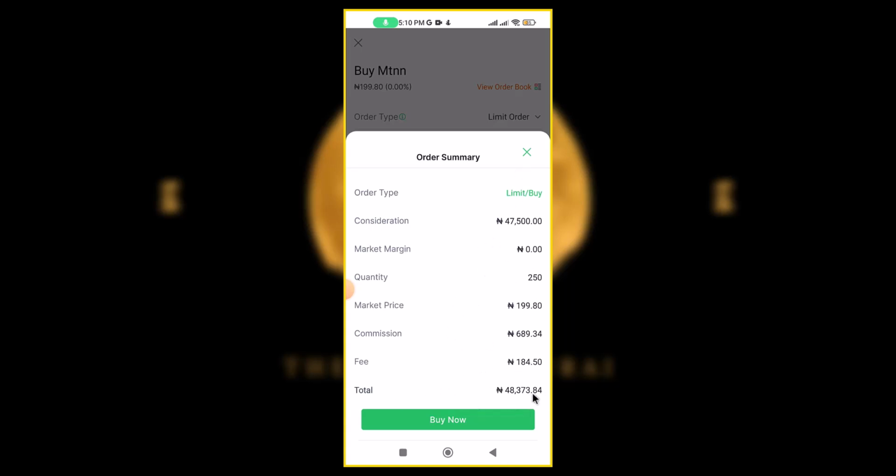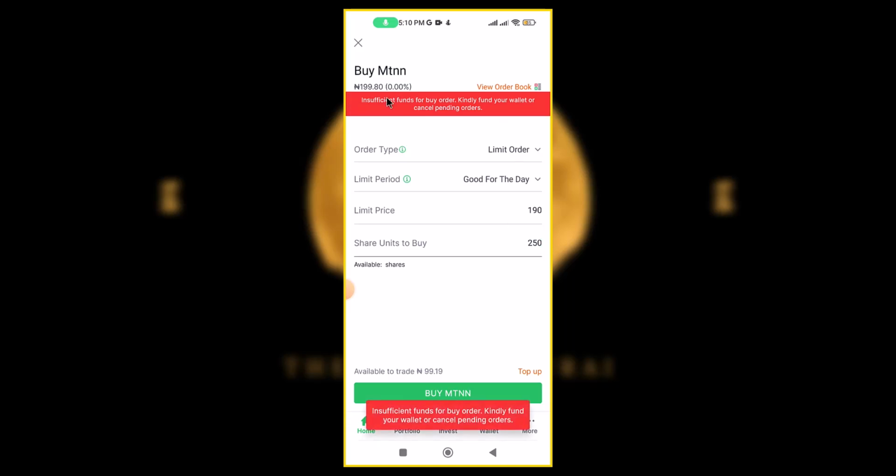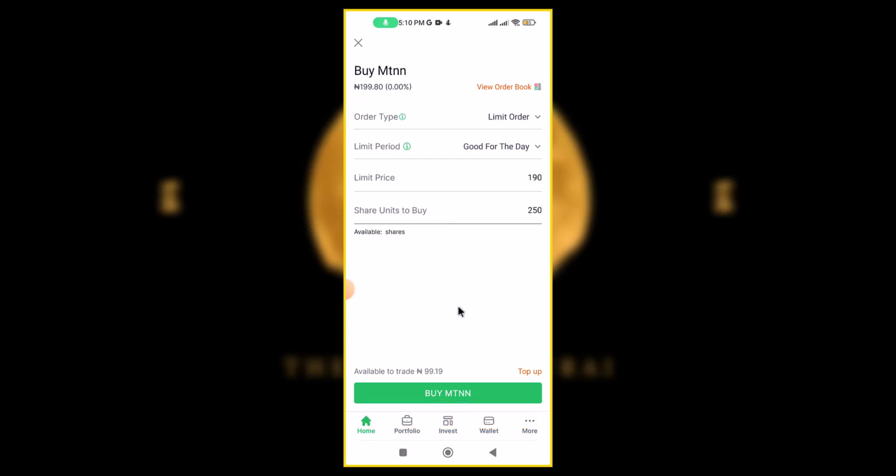All right, so you can say buy now, and it gives you the complete summary of what you want to purchase. So this is the total amount of what you are going to purchase. This is the fee, this is your commission, which is sort of high, but convenience is expensive these days. So let's say you click on buy now. Just a moment. As you can see, it says insufficient fund. If you had funds, it's going to place this bid for you, and it will be activated or completed whenever the market opens, or whenever MTN falls to this price that we have bid.